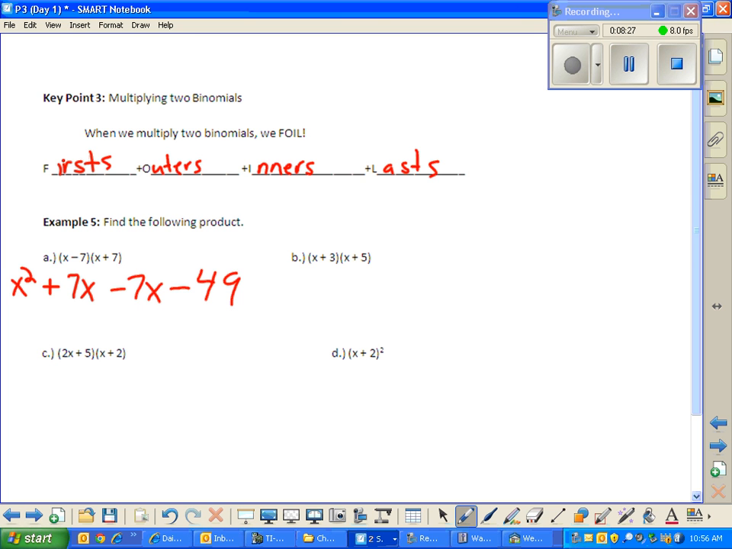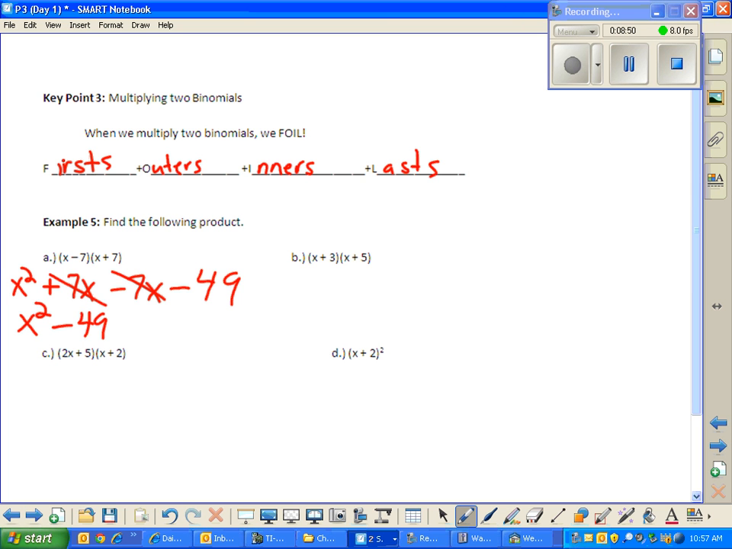On your pretests, a couple of you stopped there. Not quite done. You have to go just a little bit further. What do we do to simplify this expression? Combine your like terms. Yeah, very good. So in other words, positive 7x and negative 7x, those undo each other. The best answer for this problem is x squared minus 49.